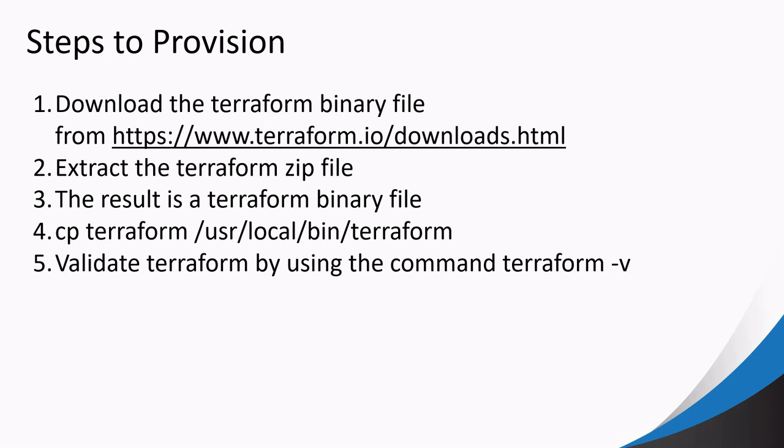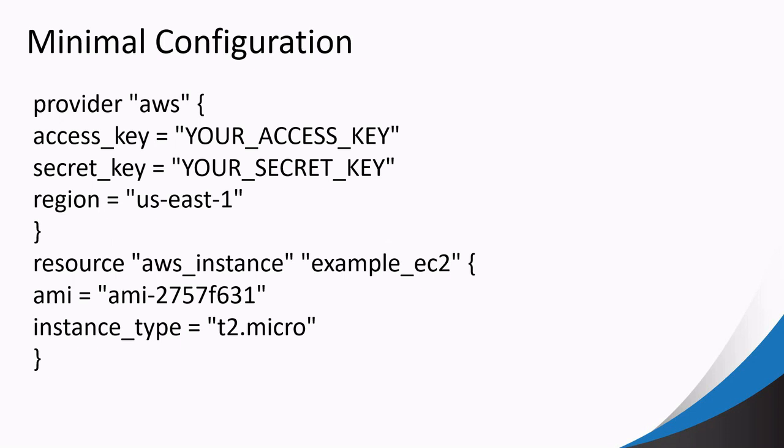The download result is a zip file. You have to unzip the file, copy the binary file to the bin location, and make sure that you can run the terraform -v command so that you know Terraform is installed correctly. Then open one file. You can name it something like ec2.tf. Please note that for Terraform, the extension is .tf, and sometimes we call it HCL format also.